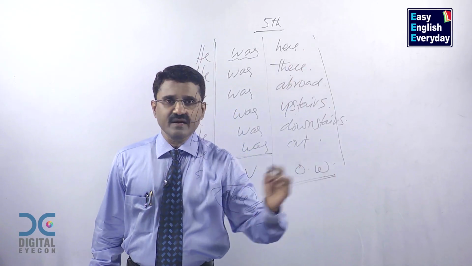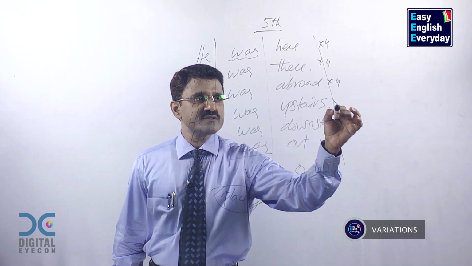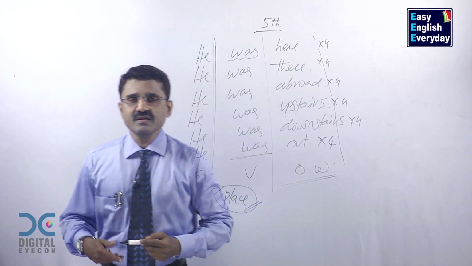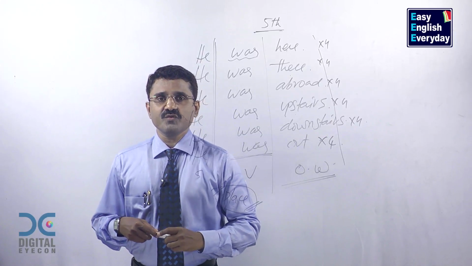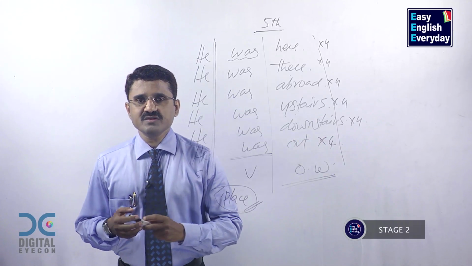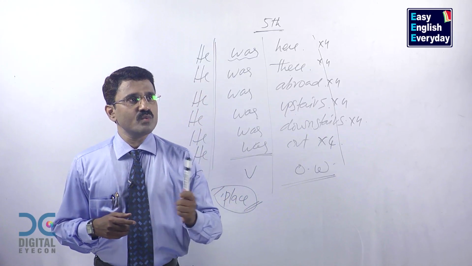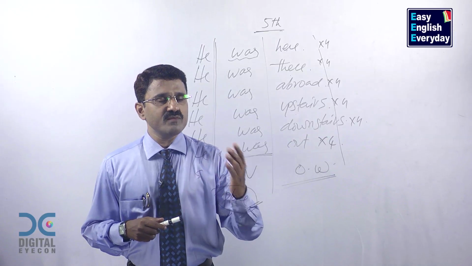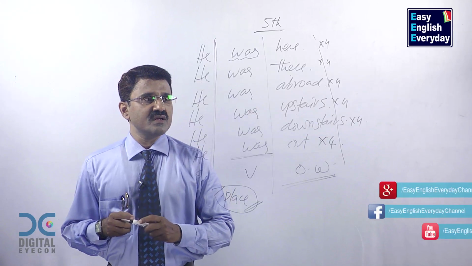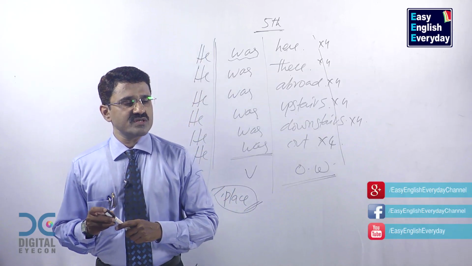After making sentences like this, again convert each sentence into four forms so that you can learn the positive and negative statements, the positive and the negative question forms like this. He was here, he was not here. Was he here, wasn't he here? He was there, he was not there. Was he there, wasn't he there? He was abroad, he was not abroad. Was he abroad, wasn't he abroad? He was upstairs, he was not upstairs. Was he upstairs, wasn't he upstairs?